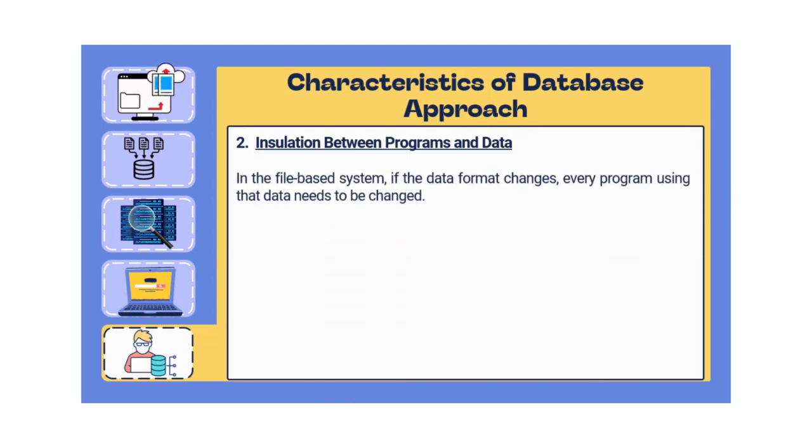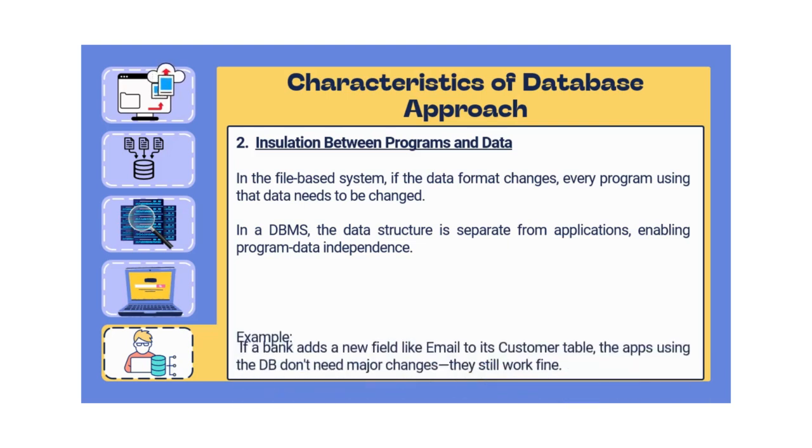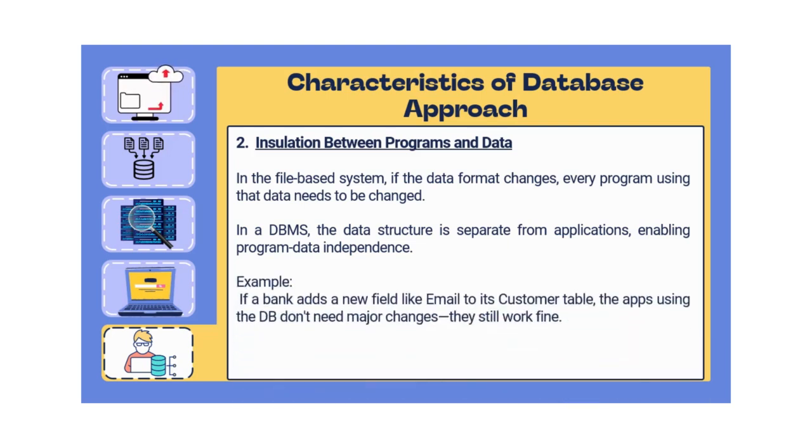So here, in a file-based system, if the data format changes, every program using the data needs to be changed. In a database management system, the data structure is separate from applications, enabling program data independence. For example, if a bank adds a new field like email to its customer table, the programs using the database do not need major changes. They still work fine because the DBMS handles the structure behind the scenes.